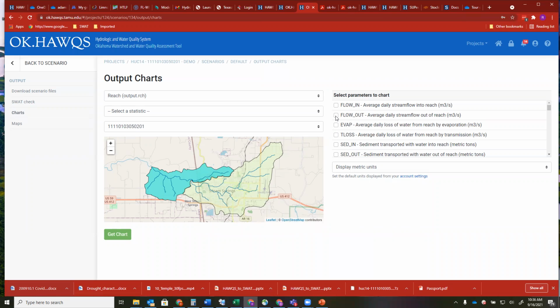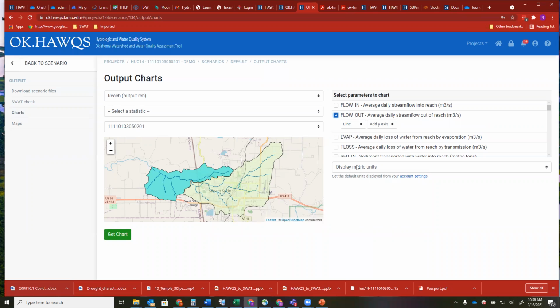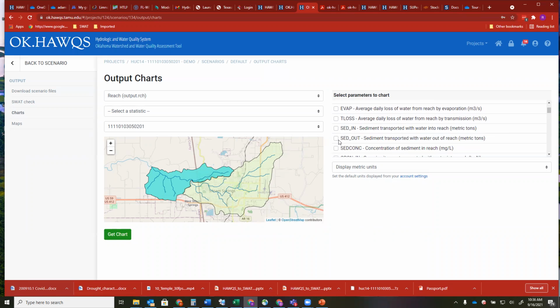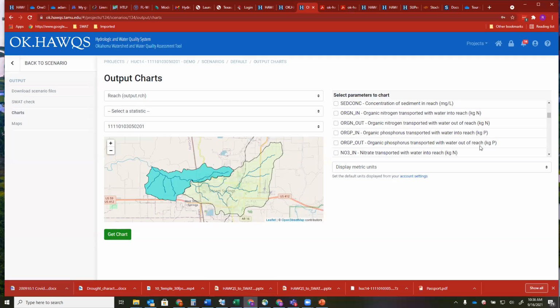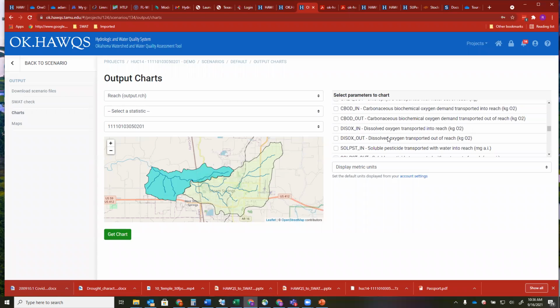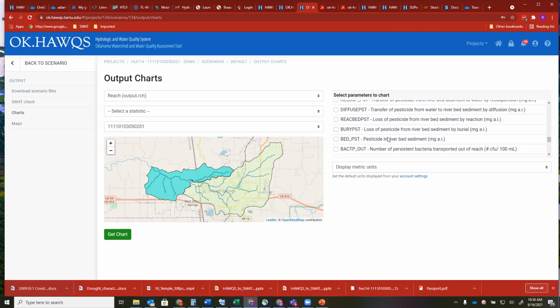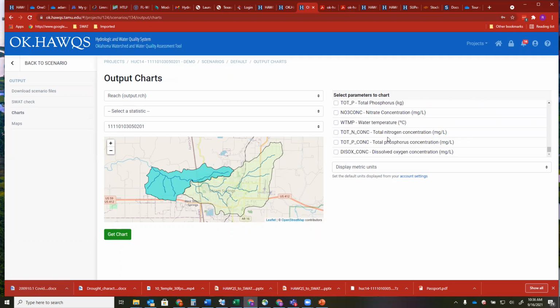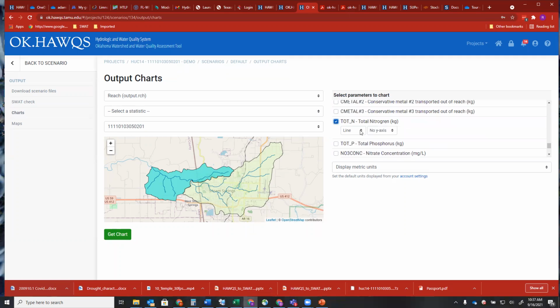So let's say you want to look at flow. Okay. You can say flow. And also you want to look at sediment transported. Okay. And you want to add as a new axis. So you don't want to put the flow and sediment on the same axis. Or you want to look at other things like nitrogen, organic phosphorus, nitrate, nitrite, ammonia, chlorophyll, dissolved oxygen, pesticides, all those kind of things. You can look at any one of them. Let's say you want to look at total nitrogen and total phosphorus. I want to make this another axis actually. And total phosphorus, same thing, another axis. So you can have up to 4 axes here.